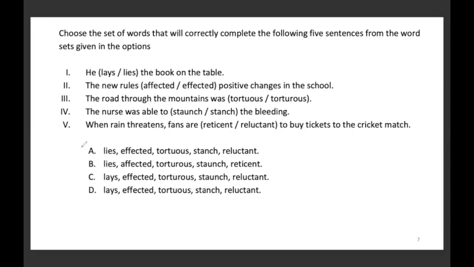And then we are given sets of words which we have to find the correct match for. I'll go from statement to statement. He lays or lies. It will be lays, not lies. So B and D are wrong. Next, in both of them affected is given, so we don't have to worry about that. Next one. Here we are provided with the road through the mountains was tortuous or torturous, either of them.